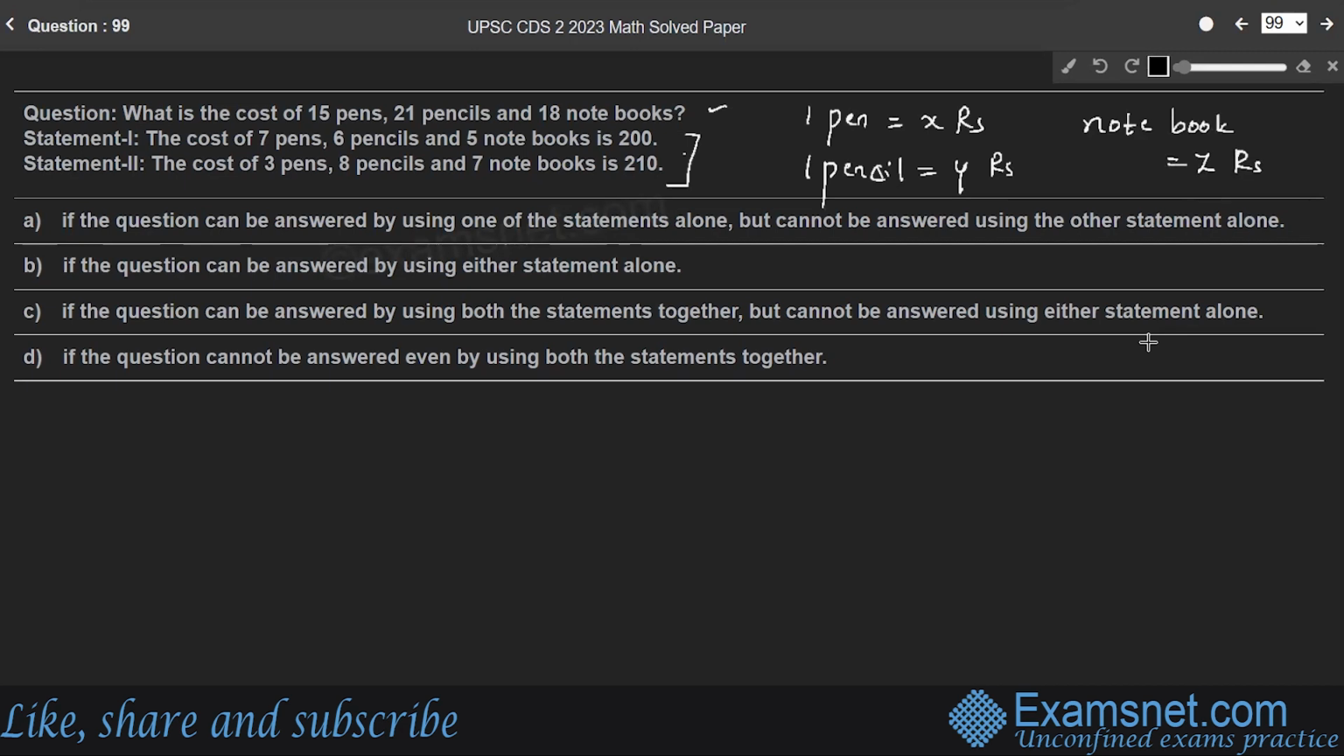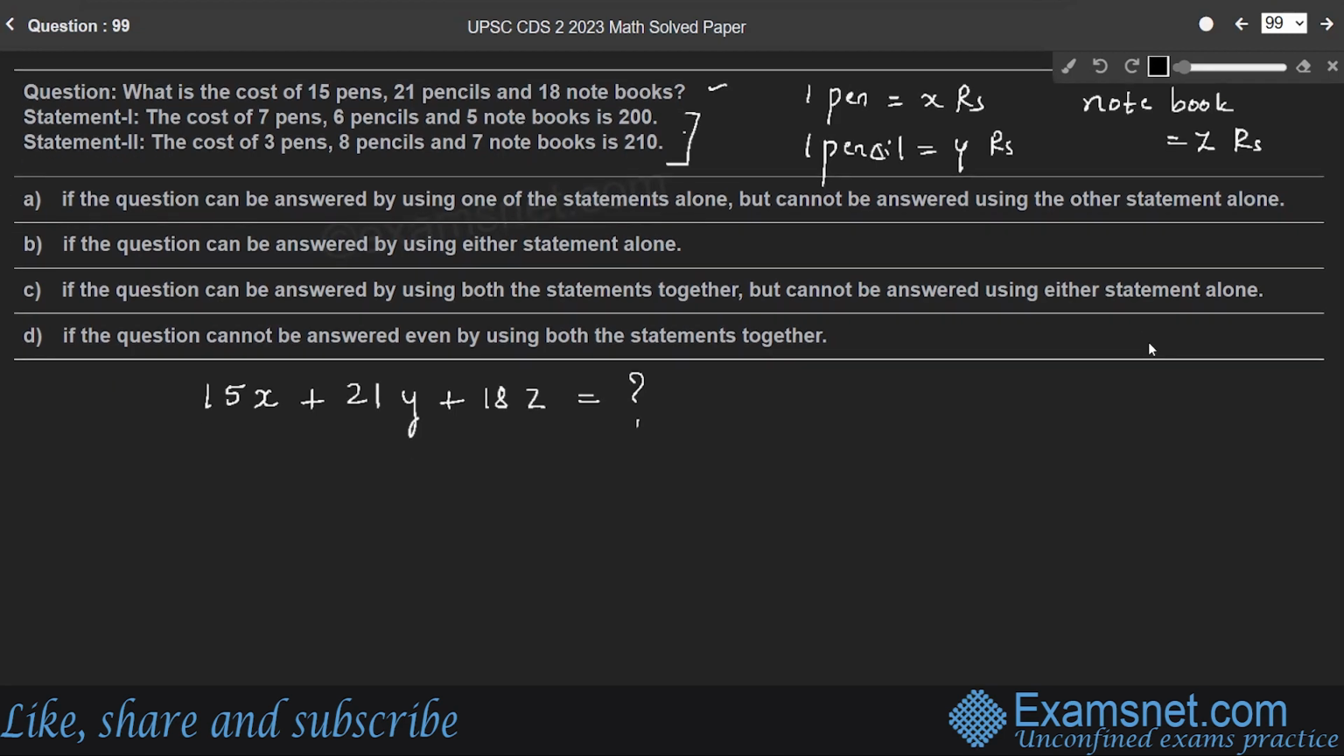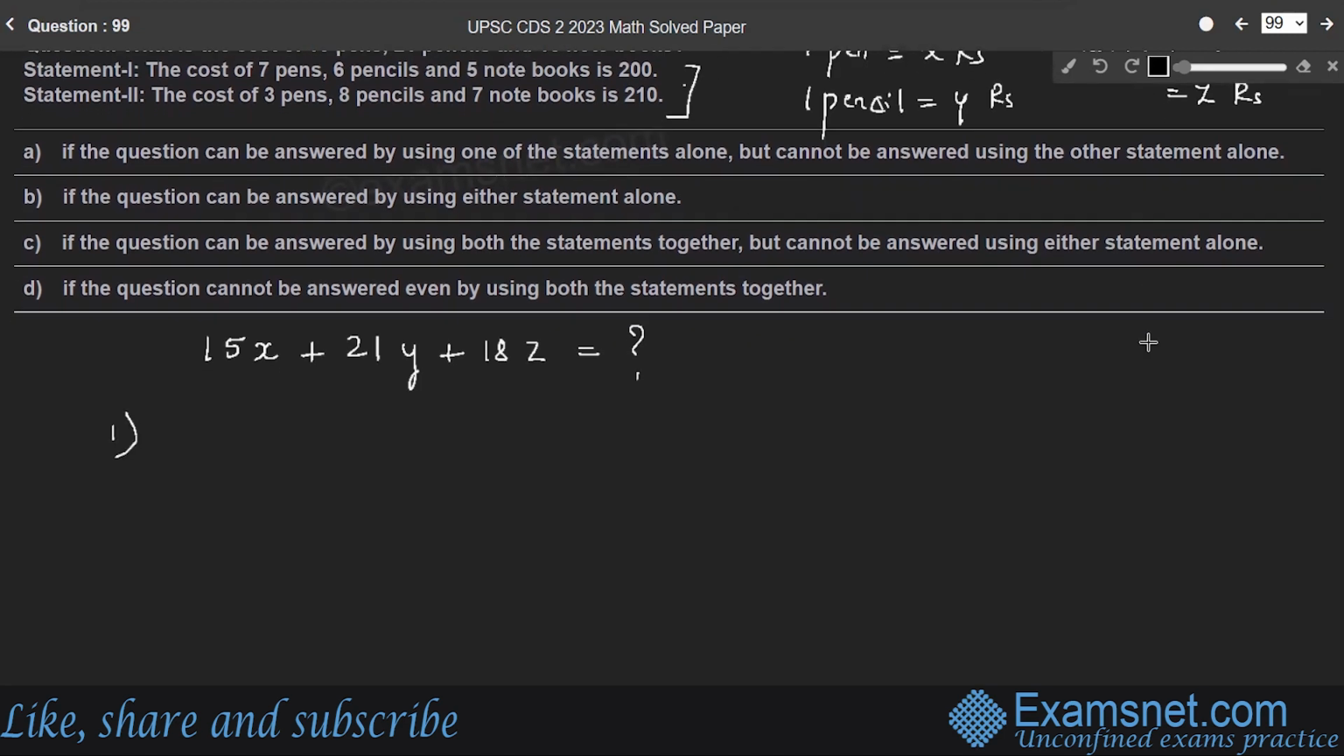Right? So here we need to find the value of 15 pens, that is 15x rupees plus 21y rupees plus 18z rupees. What is the value of this? For that, let us consider the first statement. First one, cost of 7 pens is 7x rupees plus 6 pencils 6y rupees plus 5z is equal to 200. So can we find the value of 15x plus 21y plus 18z using this? We cannot. So we'll consider the second statement also.